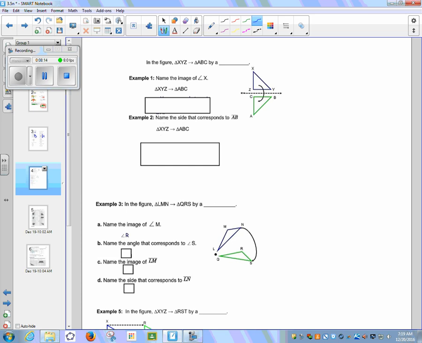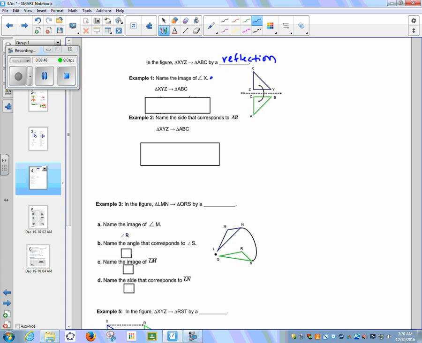These are some practice on just recognizing what type of rotation or reflection or translation we have here and what the correspondence is. So if this is triangle XYZ, it moves or maps to ABC by A. You could tell there's a line of reflection here, so this is just going to be reflection.